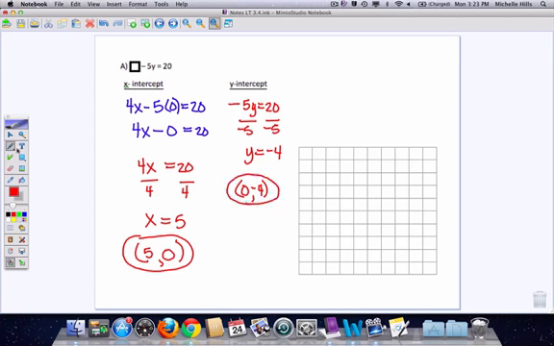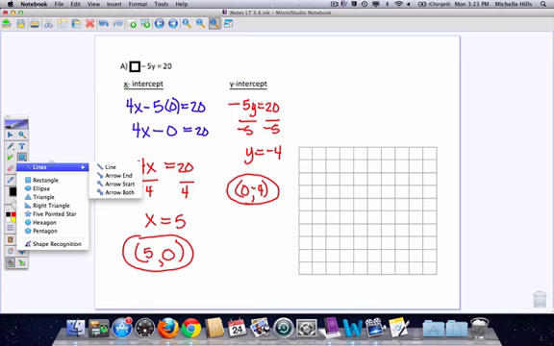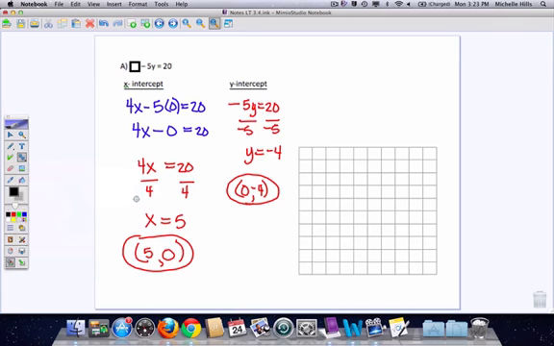Now we're going to plot those two points, and after we plot those two points, we're going to draw our line through them. So I need to get over to +5 on the x-axis, which means I'm going to set my y-axis over here to the left somewhere to make sure I can get over to +5 on the right. I need to get down to -4 on my y-axis, so I'm going to put my x-axis up here a little bit to make sure I can get down to -4.